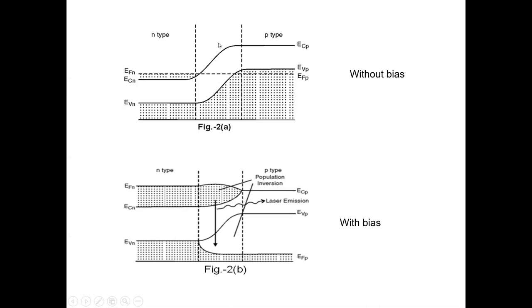This is the working here. Without biasing, there are no excess electrons or excess holes. So here we don't have the electrons, here we don't have the holes. That's why there is no recombination. But when you apply the forward bias, the electrons are injected here and holes are injected here. So because of this forward bias, the recombination starts and emission of radiation takes place.